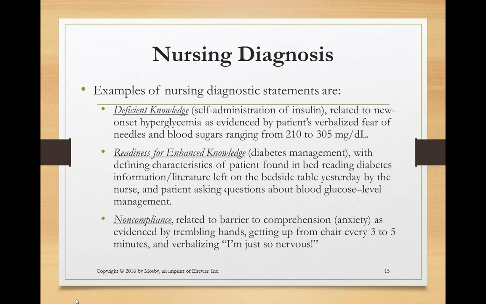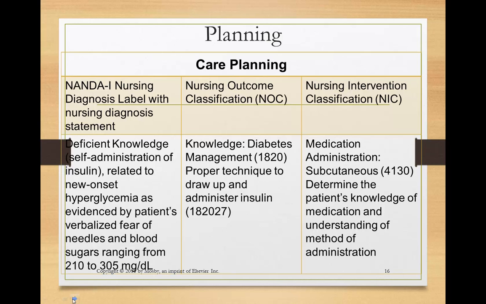So if you were working at increasing somebody's health literacy, or health literacy was something you needed to address in the clinical setting or in the community setting, these are some examples of some nursing diagnoses and what it might relate to. This might be a care plan you might see. So this is related to self-administration of insulin. It's a newly diagnosed diabetic patient. And the patient has also verbalized they're afraid of needles and they have elevated blood sugars at home.